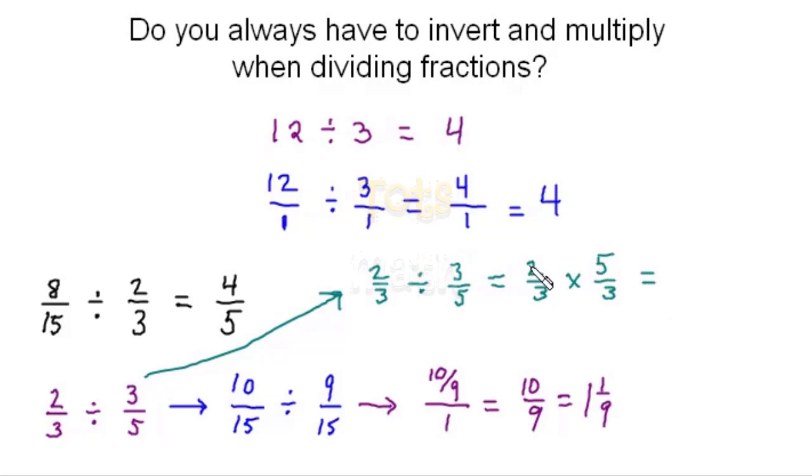And now we can just multiply the numerators. 2 times 5 is 10. And multiply the denominators. 3 times 3 is 9. And we get 10/9, which is 1 1/9. And that's exactly what we had gotten using the other method.